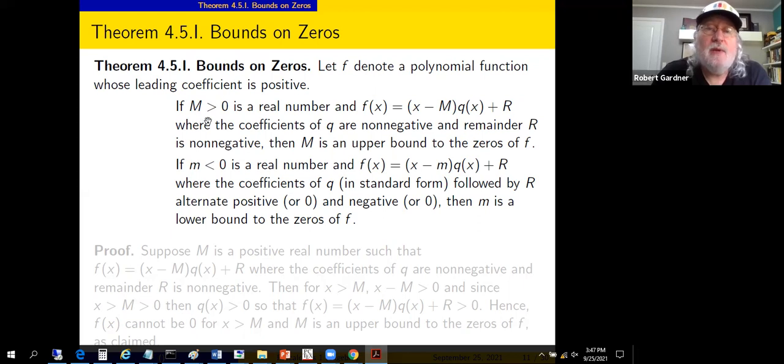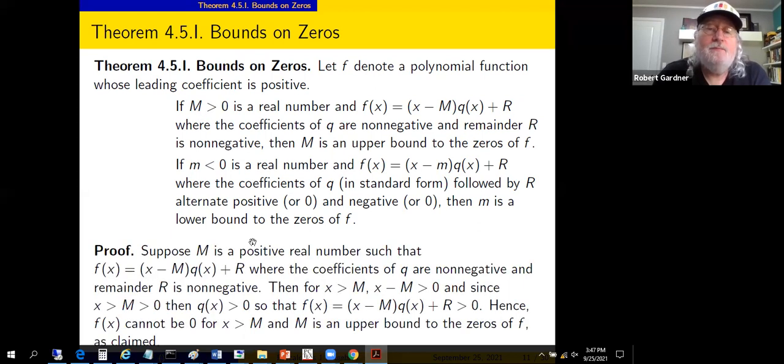Suppose there is a capital M greater than 0, a positive real number, such that we get the factoring, as mentioned, with the coefficients of q being non-negative and the remainder r being non-negative. We're going to show m is an upper bound on the zeros of f. That is, we're going to show there isn't anything bigger than m that's a 0 of the polynomial function. We will do so by taking x greater than m and showing that f of x is not 0.